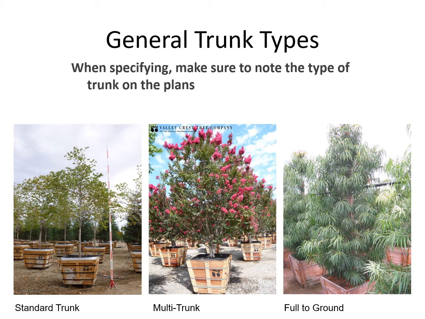But you can also order multi-trunk trees for some species. What's currently shown there is a crepe myrtle, but also if you think about olive trees, a lot of times they come as a multi-trunk tree.